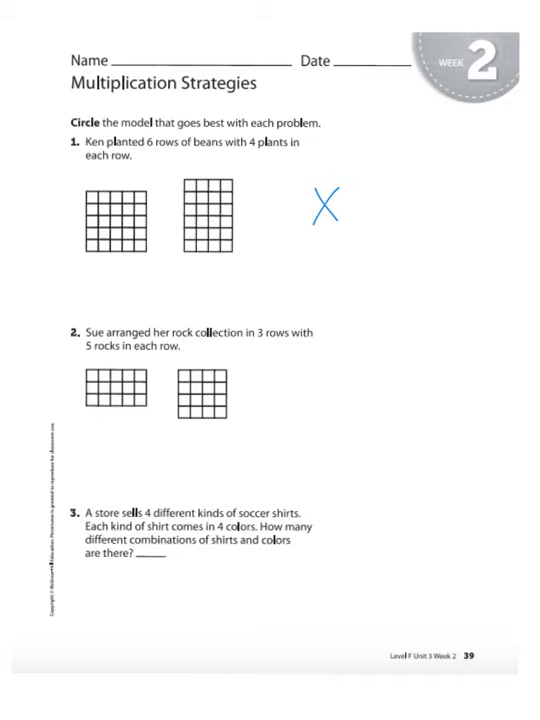Number 2, Sue arranged her rock collection in 3 rows with 5 rocks in each row. Again, you will have an X over here on the side of your Google slide, and you are going to drag it to the correct picture. So which picture shows 3 rows with 5 rocks in each row?